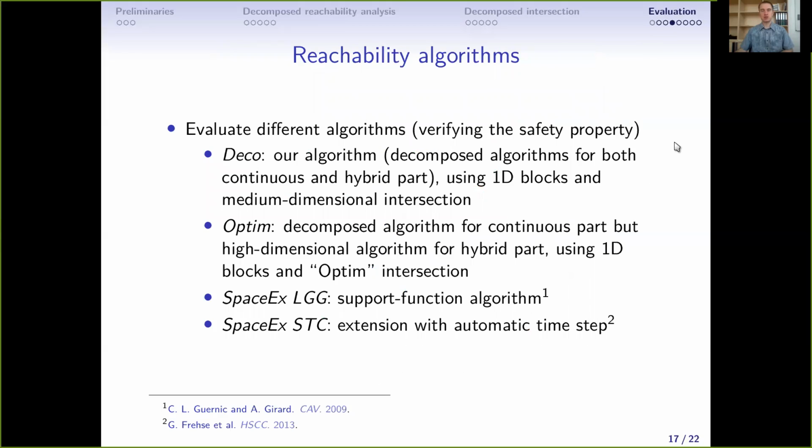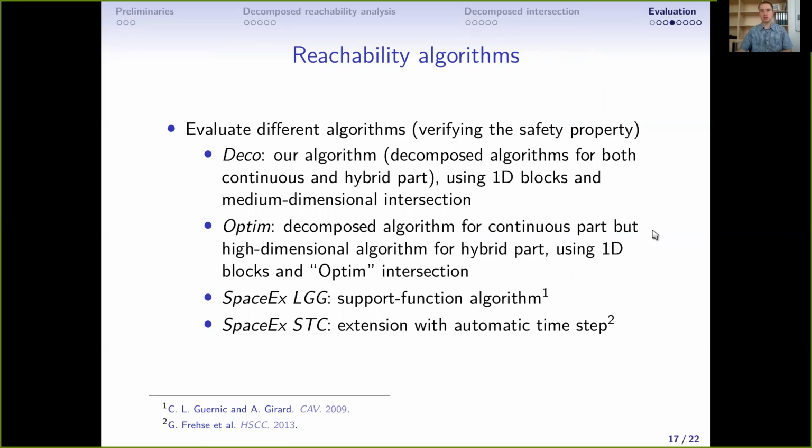Okay, so now this was the first experiment. Now for the second experiment, we look at the full reachability analysis and we verify some safety properties. We have 4 algorithms that we compare. The first one is our algorithm.